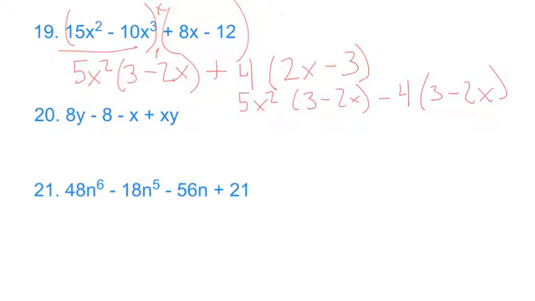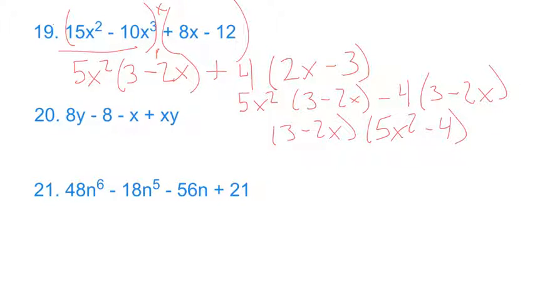So now I can pull out that 3 minus 2x as the one factor. The other factor is going to end up being what's left over, which is 5x squared minus 4. This and this give me this.